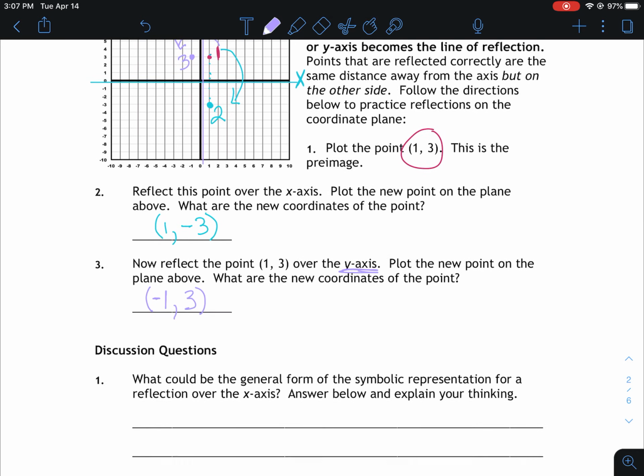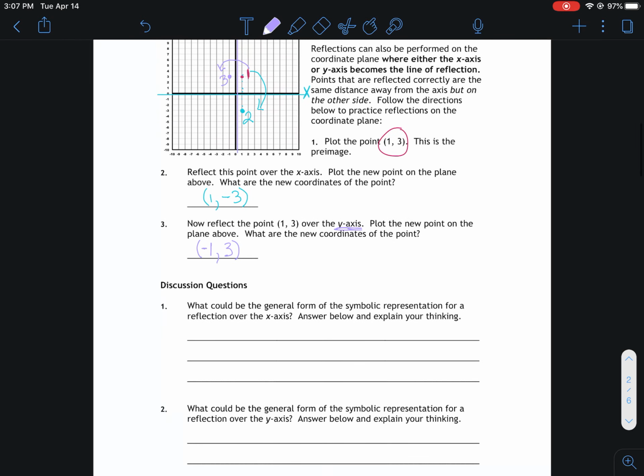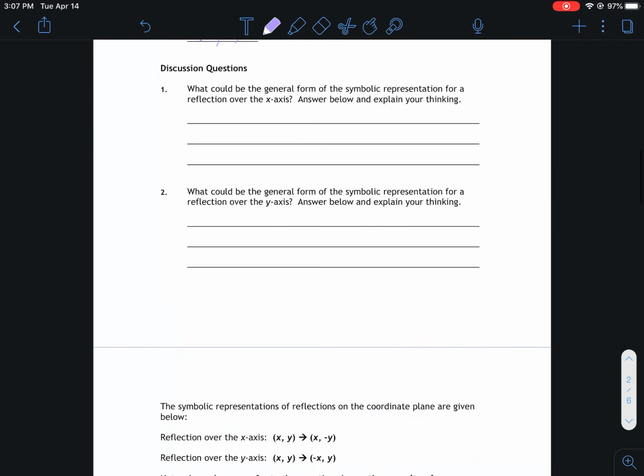Compare the ordered pairs. Then we can look at point 1 in comparison to point number 3. That's when we reflected it over the y-axis. If you look at the ordered pair compared to the original, there is just one thing different. Again, that's both for the x and y-axis.